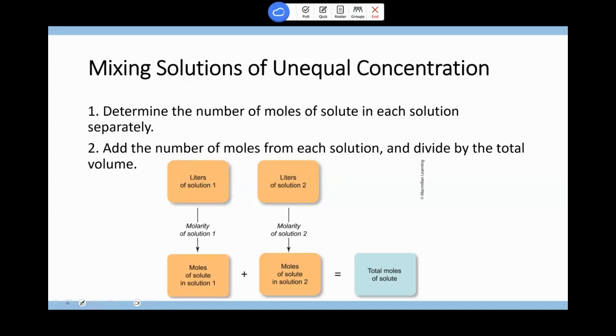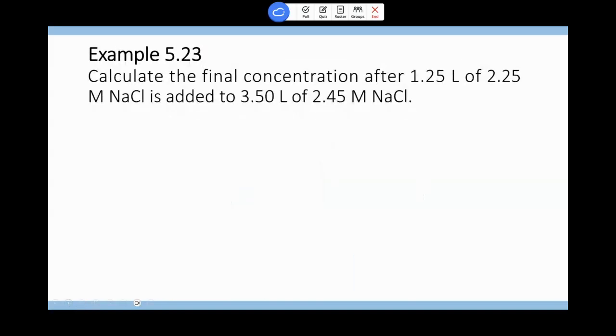So let's do an example here. We have two solutions, a 1.25 liter solution of 2.25 molar sodium chloride. And then another solution, we're adding 3.5 liters of that solution, and its concentration is 2.45 molar. So two different molarities, different amounts of solution, we're adding them together. Here's our information. I'll just put M for molarity there. We'll say this is solution 1. And then this will be solution 2.